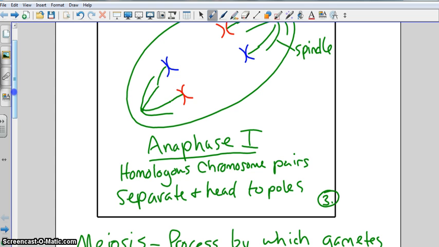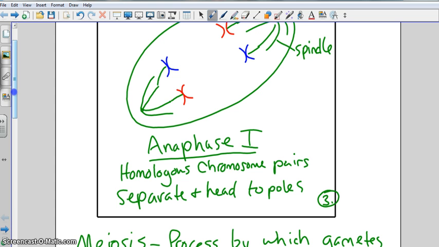Now, how many chromosomes did we start out with in our cell? 4. We start out with 4. But you'll notice when this cell division is done, we're going to have 2 chromosomes in each cell. Yes, they'll be replicated, but we really only have 2 chromosomes in each cell. So we're cutting the number of chromosomes in half. So, anaphase 1.